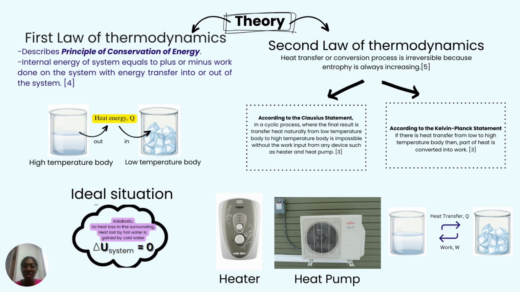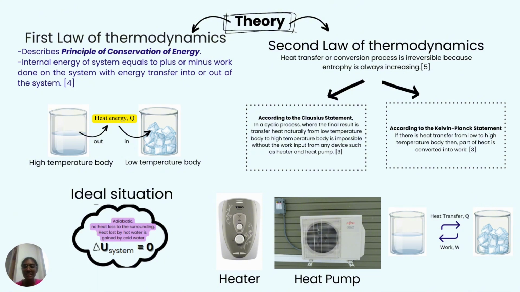Next, the second law of thermodynamics can be expressed using the Clausius statement and the Kelvin-Planck statement. According to the Clausius statement, in a cyclic process where the final result is to transfer heat naturally from low temperature to high temperature is impossible without work input from a device such as a heater or heat pump.